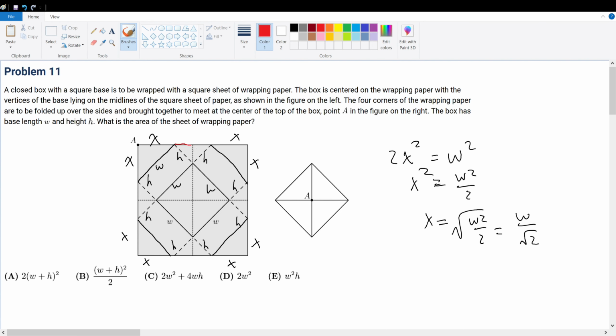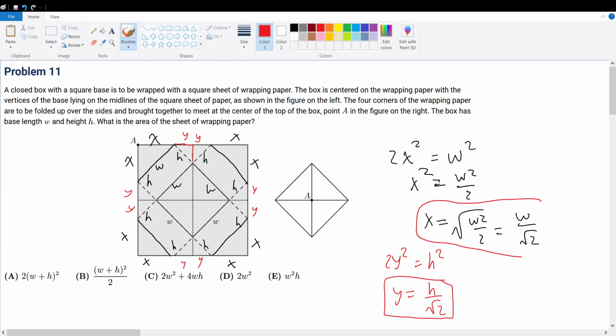With that out of the way, if I do it in red, what is this side length? Well, that's Y, and that's Y, and so on. Healthy suspicion leads us to suggest that they're 45-45-90 triangles, which means that if that's Y, then the height is also Y. That means 2Y squared is equal to H squared, so Y is equal to H over root 2. So we have Y equal to H over root 2, and X equal to W over root 2. We can solve for the entire area now.